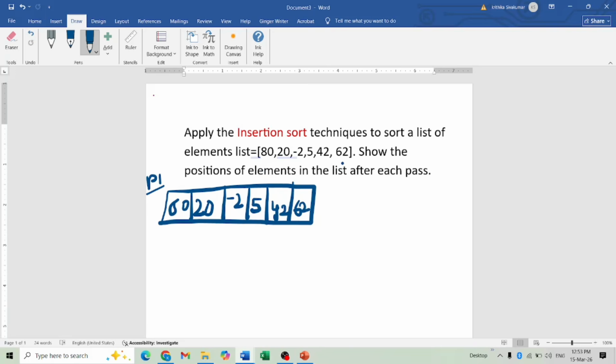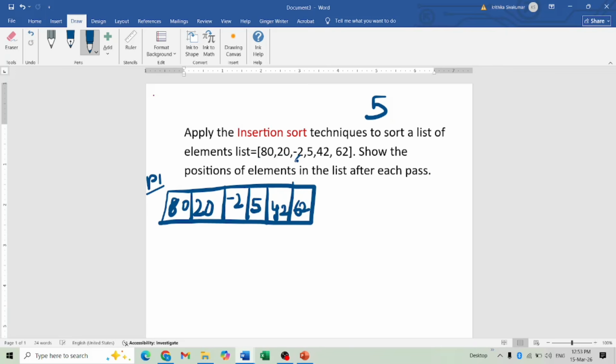Now these are the elements. The first thing you are going to do is count how many elements are there. 1, 2, 3, 4, 5, 6. 6 elements are there. So how many passes do you have to show? 5 passes you have to show. Now I have written pass 1 here. This is 80, then 20, minus 2, 5, 42 and 62.